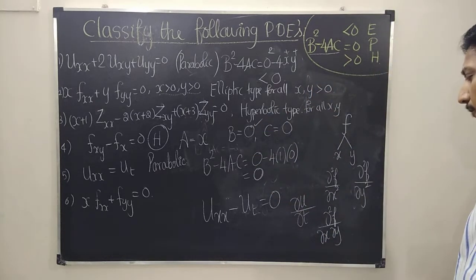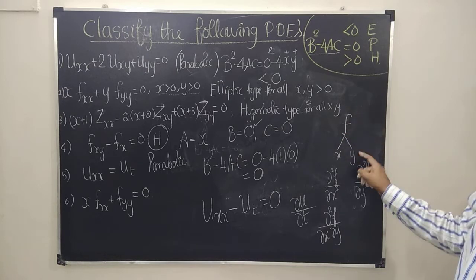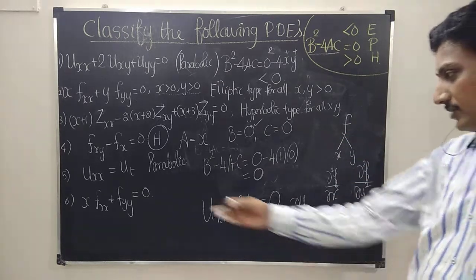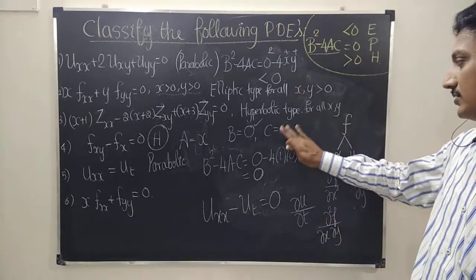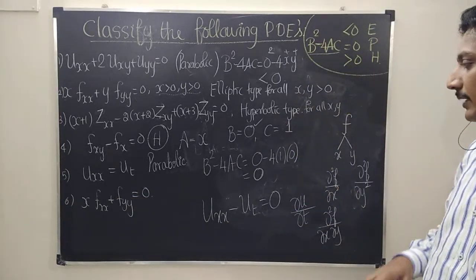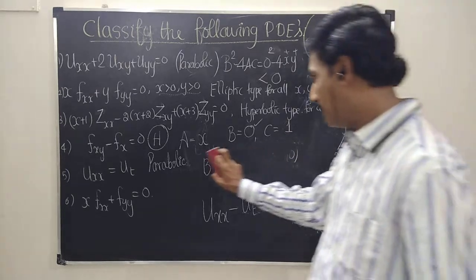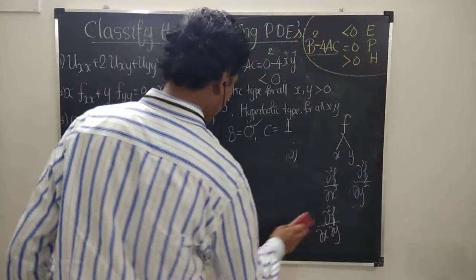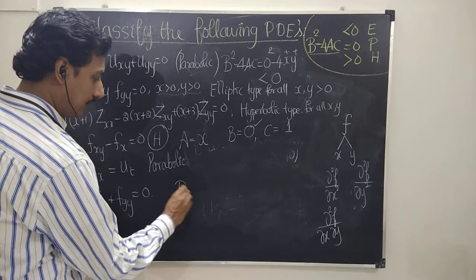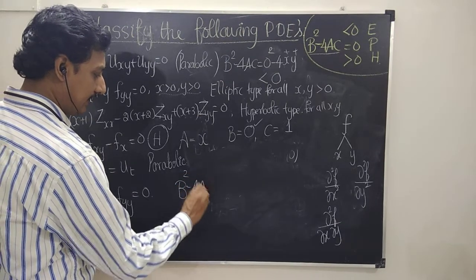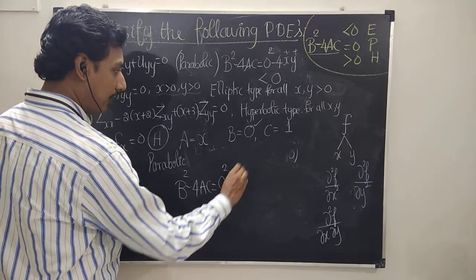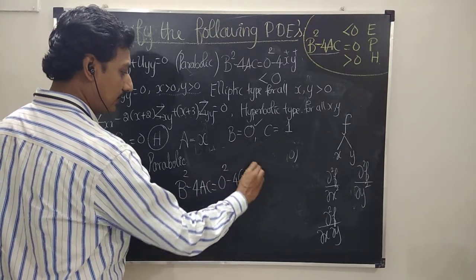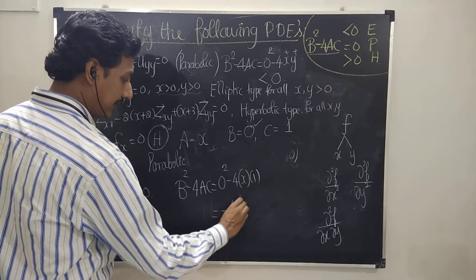What about c value? C is nothing but f with respect to y two times. So this is the fyy. So the coefficient of fyy is 1. So c becomes 1. Now tell me what is b squared minus 4ac? B squared minus 4ac is b value 0, right? 0 squared minus 4 into x into 1. So this is equal to minus 4x.